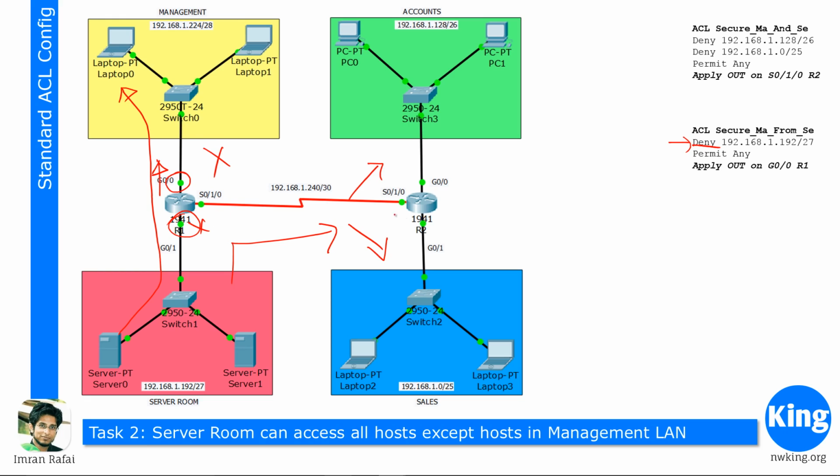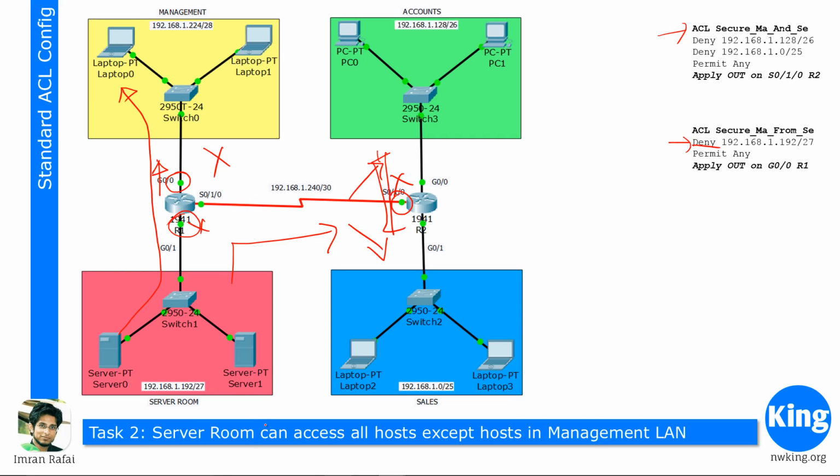Any other traffic, let's say the traffic is actually coming from accounts, and if I applied it here, it will say no, your source IP address is in the 192.168.1.128 range, whatever that range is. It says no, I don't have a list which says deny, so you are permitted to go, right? But it's a different story that because of our first ACL which is applied here, all traffic coming in from sales or accounts is anyway going to be dropped here, right? So that's our task 2.